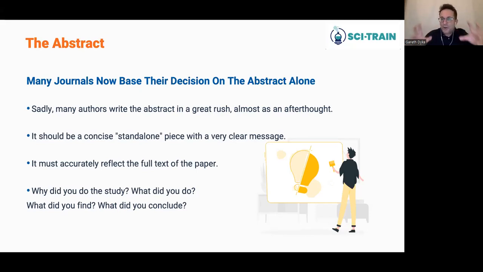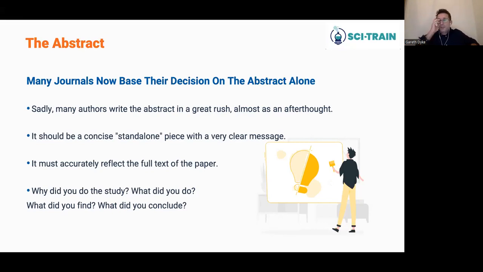This has to be a short, concise, standalone piece of writing with a very clear message, accurately reflecting the full text of the paper. You can do it easily if you follow what we call the 4-question-based technique for abstract writing. And it's on the bottom of this slide. You write down these 4 questions, and then you answer them with information relating to your particular study, and then you just have to delete the questions.